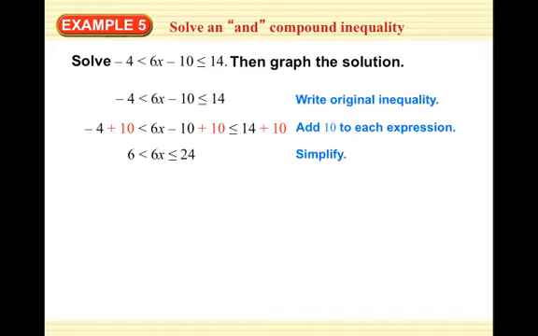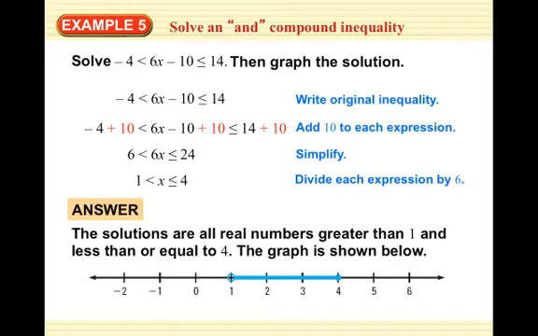Okay, now looking at this, the x is being multiplied by 6, so to undo that we need to divide by 6. But when we do that, we have to do it to all three expressions. So we're going to divide each expression by 6. 6 divided by 6 is 1. 6x divided by 6 is x. And 24 divided by 6 is 4. And so we're left with 1 < x ≤ 4.